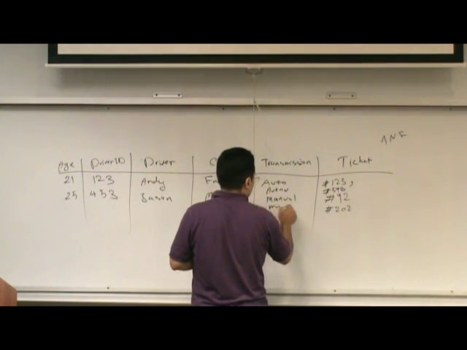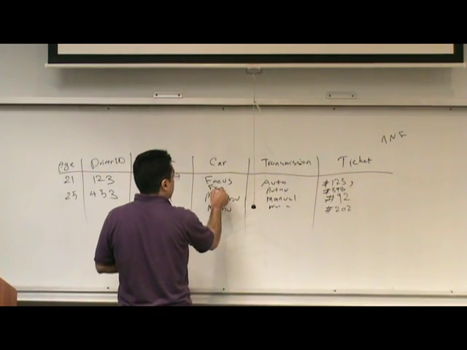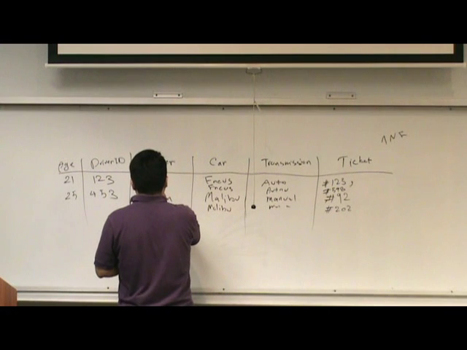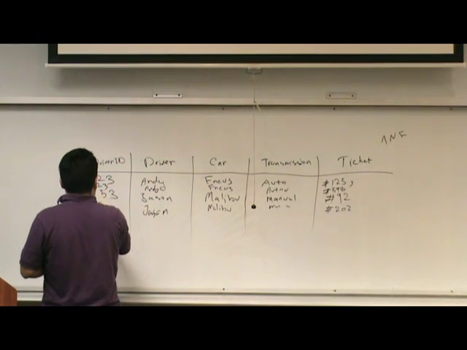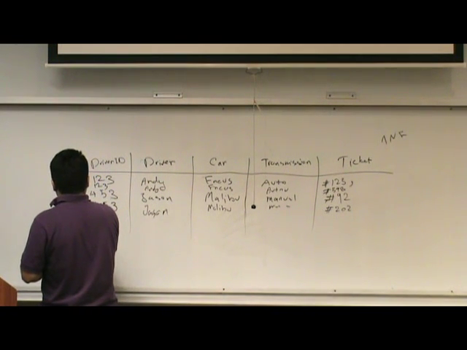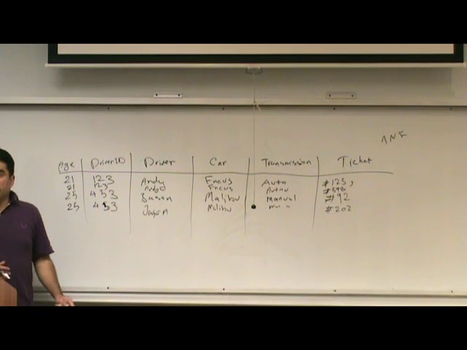Malibu, Focus, Andy, Jason, 1, 2, 3, 4, 5, 3, 21, 25. Okay, now I made this table.